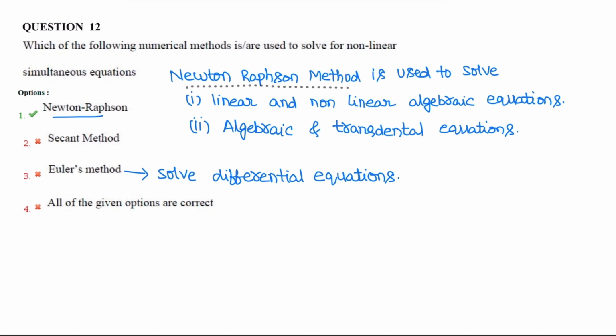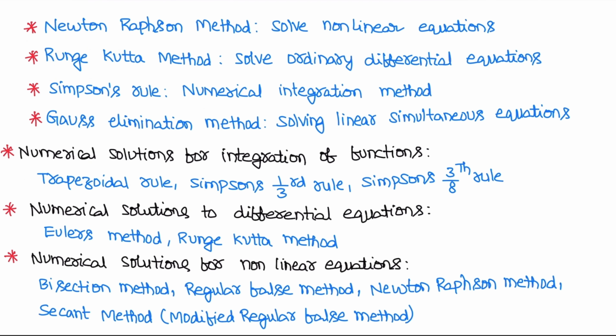Newton-Raphson method is used to solve linear and nonlinear algebraic equations and transcendental equations. Euler's method is used to solve differential equations. So let us see some more points. Newton-Raphson method to solve nonlinear equations, Runge-Kutta method to solve ordinary differential equations, Simpson's rule, a numerical integration method, Gauss elimination method. It is used to solve linear simultaneous equations.